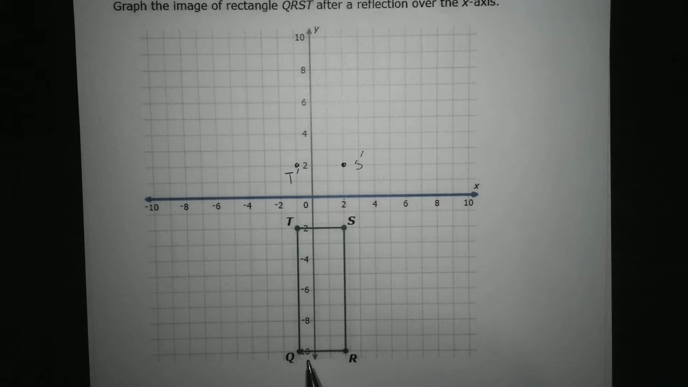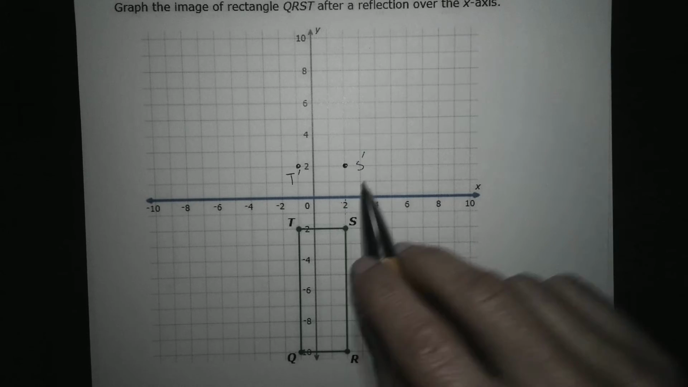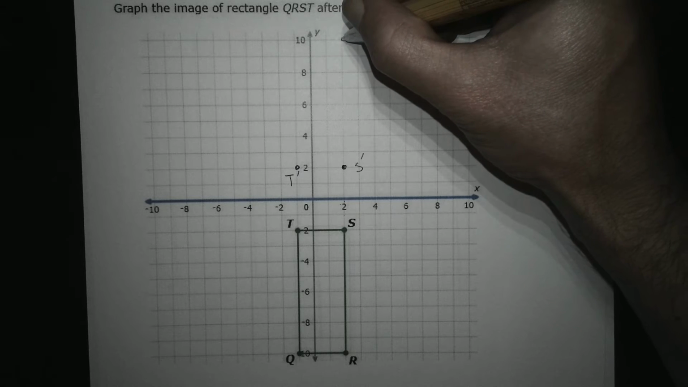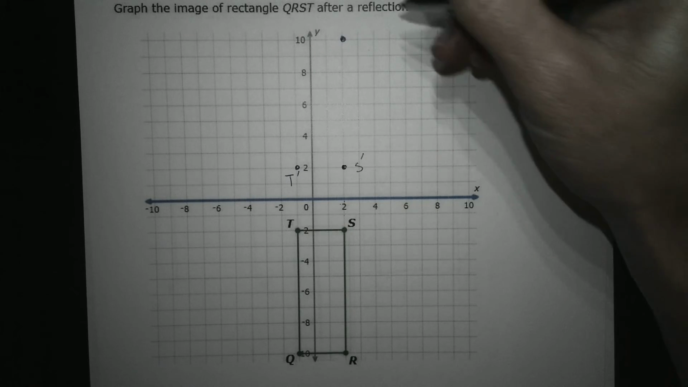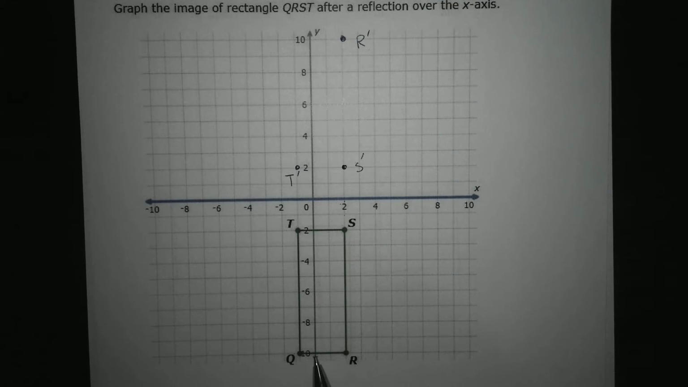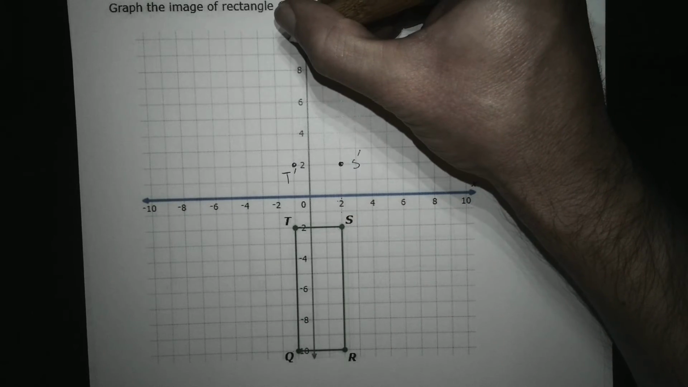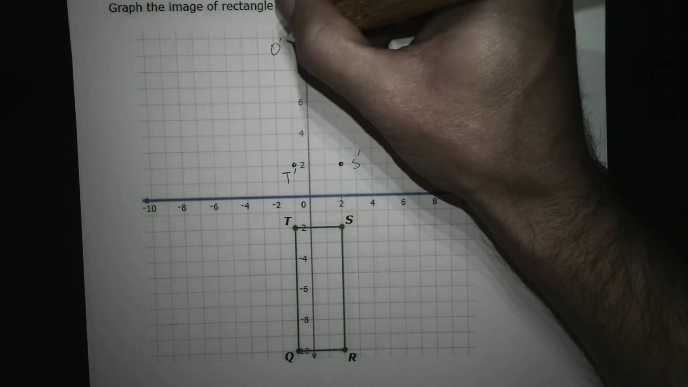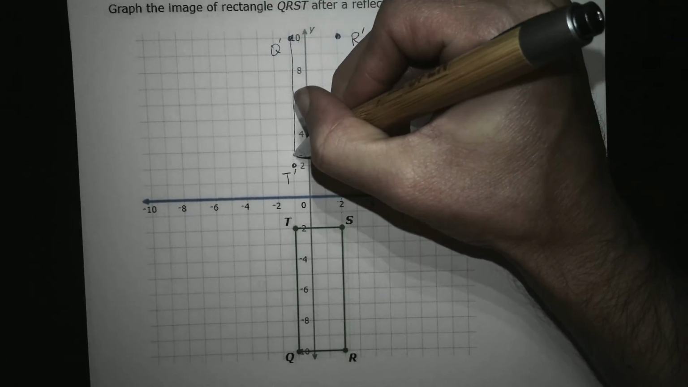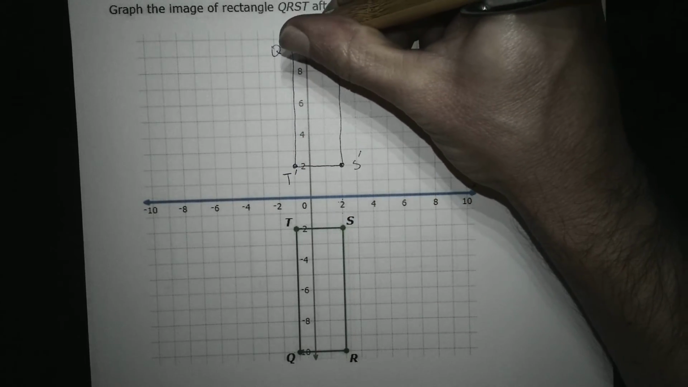R, here's a trick. Its coordinate is across from -10 on the y-axis, which means it's 10 spots away from 0. So I'm just going to go 10 spots to the other side instead of counting this time. So there's R prime. And Q is also across from the 10, so it's 10 units away from the x-axis. So we're going to go 10 to the other side and mark Q prime. Make our rectangle.